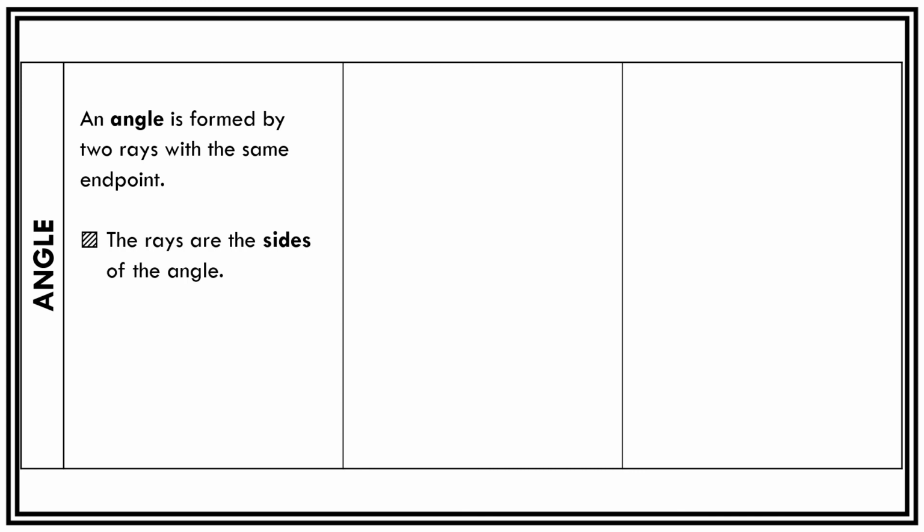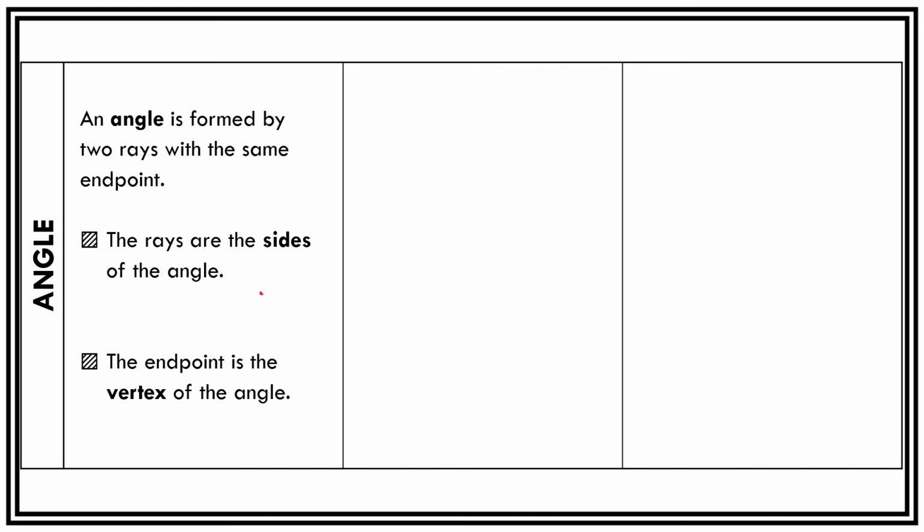We're going to talk about an angle now. Okay, an angle is formed by 2 rays with the same endpoint. Okay, so if I have 2 rays, the rays are the sides of the angle, and then the endpoint is the vertex of the angle. So they have the same endpoint, and that endpoint is called a vertex. So let's see what that looks like.